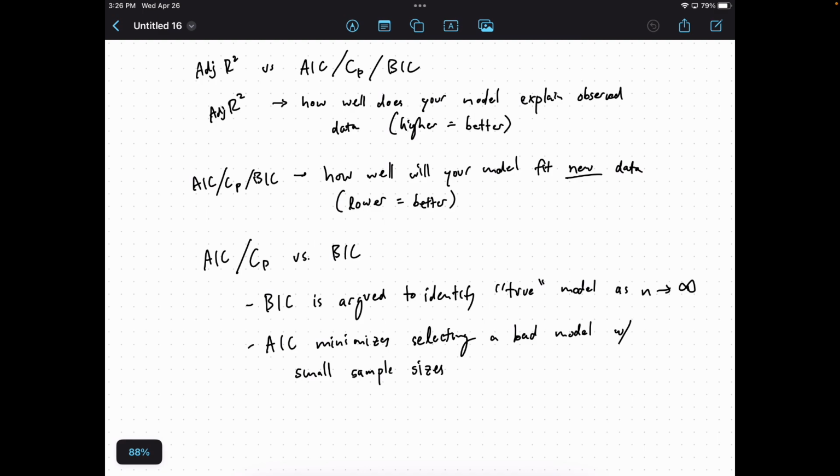So the AIC is in no way rewarding you or penalizing you for having a larger sample size? Not directly, but it will in the sense that your likelihood is probably getting calculated using that n. Yes. Okay. Yeah, so indirectly it will be.